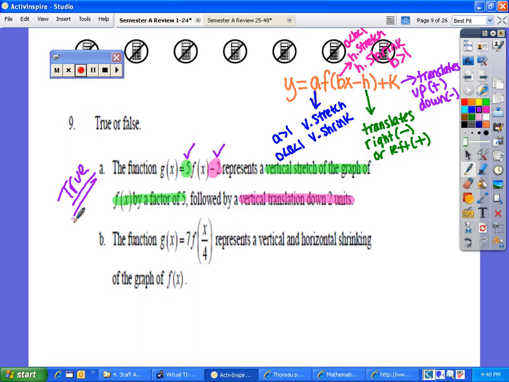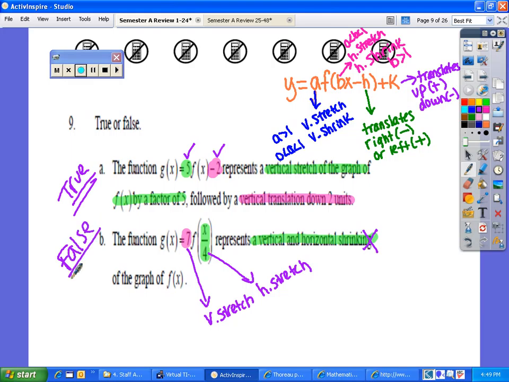All right, B says that 7 times f of x over 4 represents a vertical and horizontal shrinking of the graph of f of x. So the 7 actually represents, because it's bigger than 1, a vertical stretch. The x over 4, since that is a fraction, and remember I told you fractions are opposite, that's a horizontal stretch. So this particular statement is incorrect. So this is a false statement.